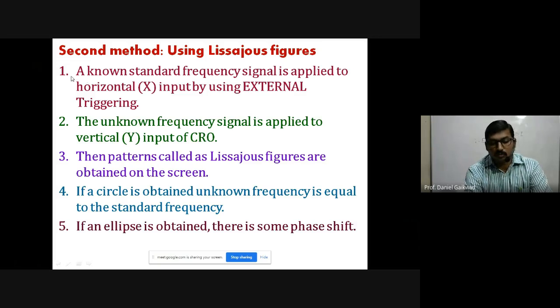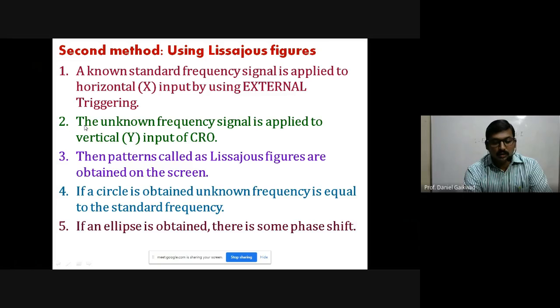Now check carefully. The first point: the first signal is a known standard frequency signal, for example 1 megahertz, 1 kilohertz. That known standard frequency signal is applied to the horizontal X input by using external trigger. With the help of the external trigger knob, we supply the input signal to the horizontal X. So one signal is known, its frequency is also known, and it is given to the horizontal X input, and external triggering is used.